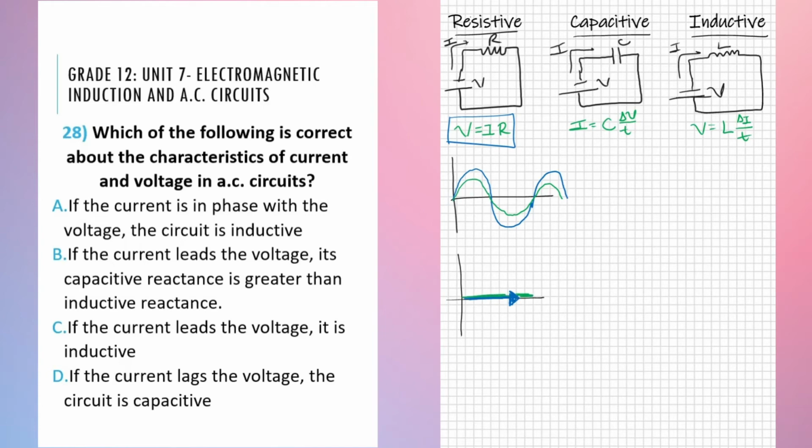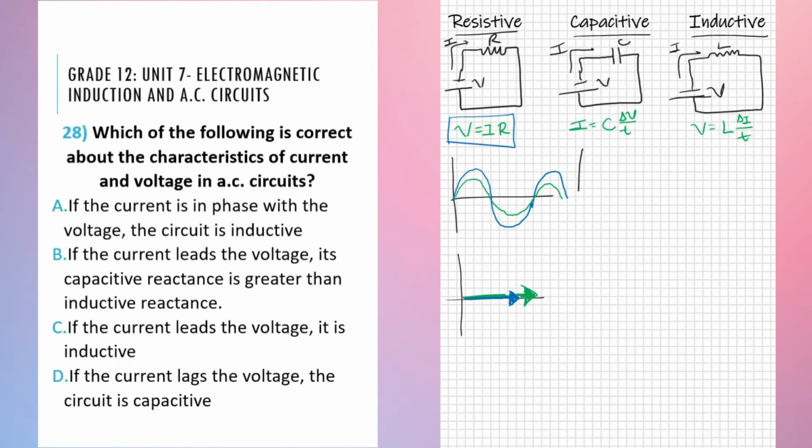Since they are in phase with each other, the voltage and the current can be represented in a phasor diagram like so. Moving on to a capacitive circuit. Well, in a capacitive circuit, current and voltage act a bit differently. In a capacitive circuit, the current actually leads the voltage.